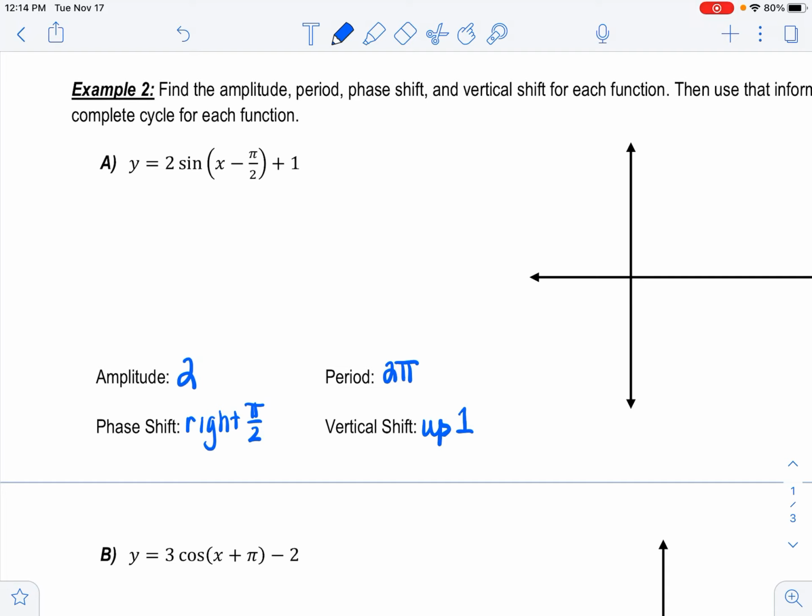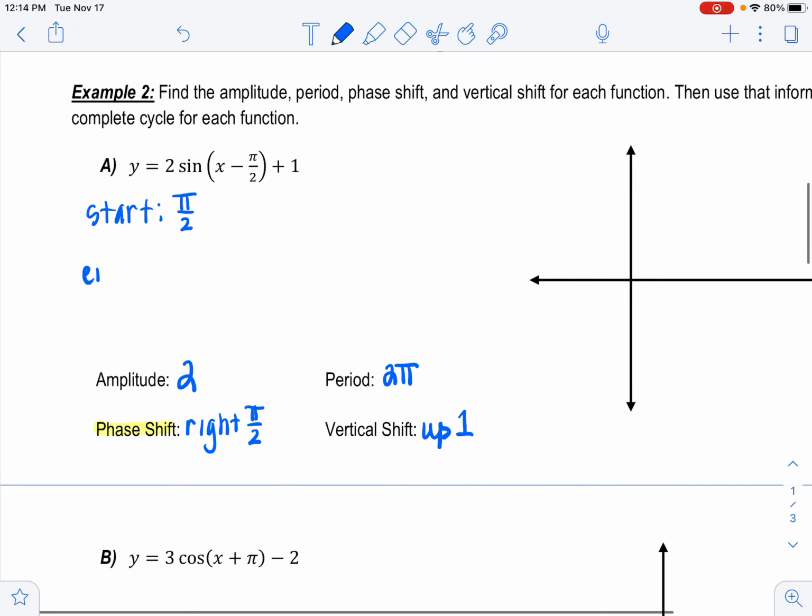Okay, so the first thing, like I said before, you have to do is see where your graph starts. This graph does not start at 0. The reason it doesn't start at 0 is because there's a phase shift. So I know that instead I'm going to put down start right here. It does not start at 0. It starts to the right pi over 2. To the right of 0 is positive, and then pi over 2. Now I need to know where it ends.